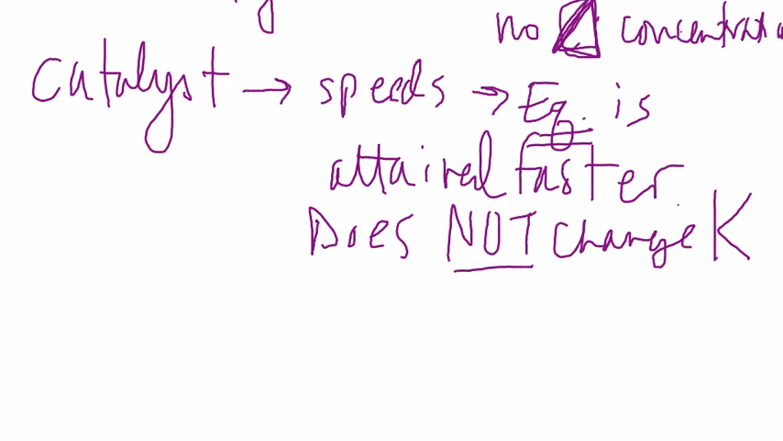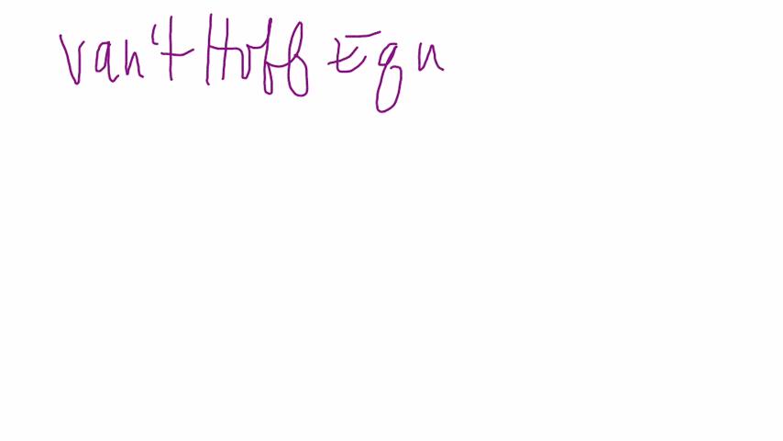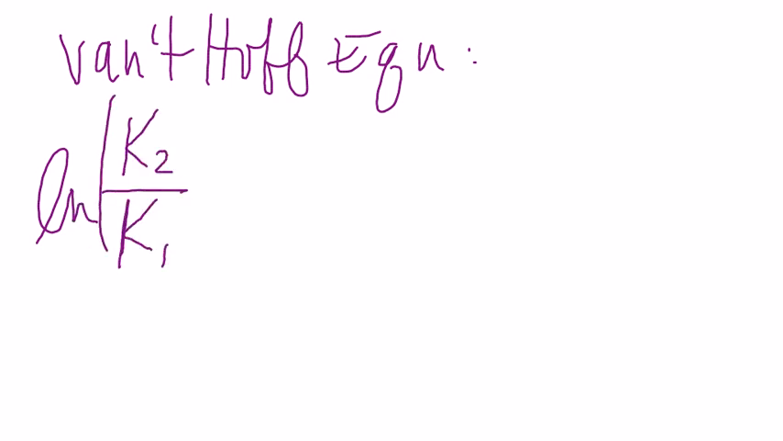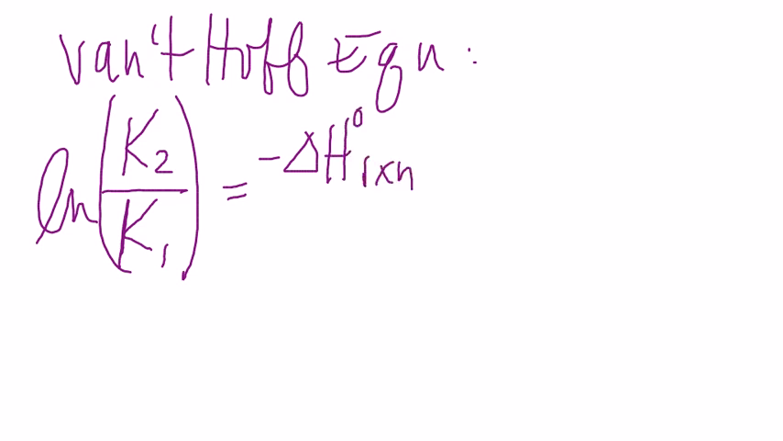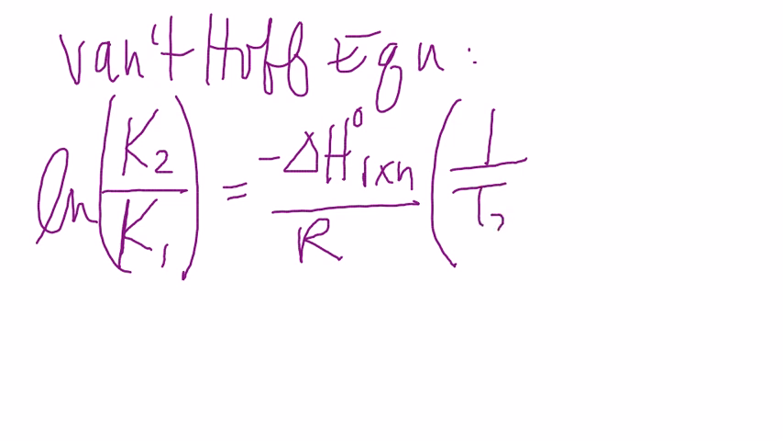And one final thing to consider when we're talking about K's is what's called the Van't Hoff equation. The Van't Hoff equation is this: ln of K2 over K1 is equal to minus delta H of the reaction divided by R, times 1 over T2 minus 1 over T1.